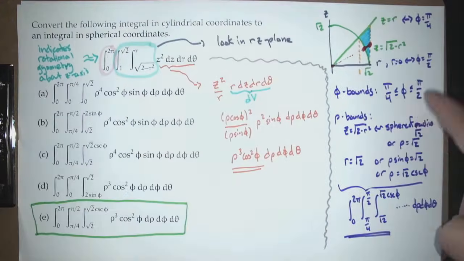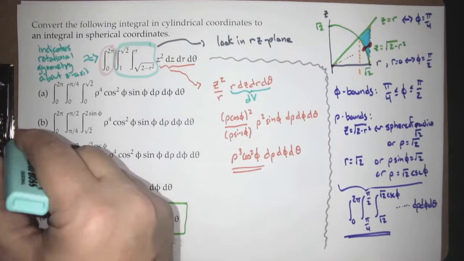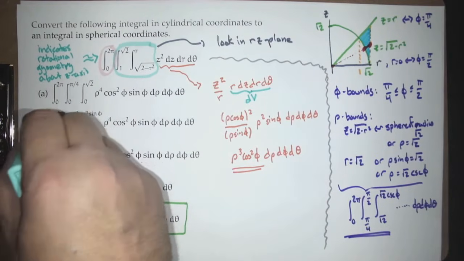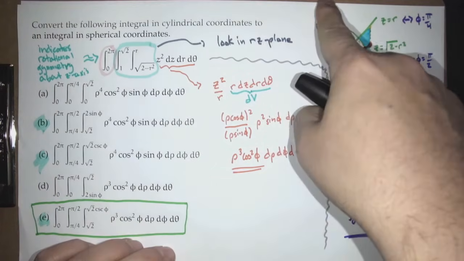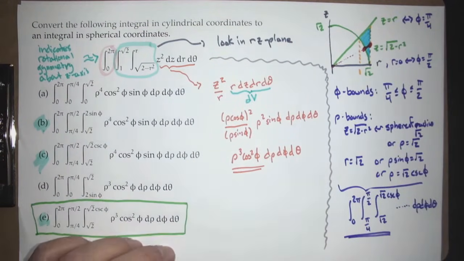that's pi halves. Now, just that, if all you know is your phi bounds, you can narrow your choice down to either B, C, or E, because those are the only ones with the right phi bounds. So that gives you a 1 out of 3 chance. Now, that means you have to understand where phi measures. If you thought phi equals 0 is here, then of course you'd be misled.